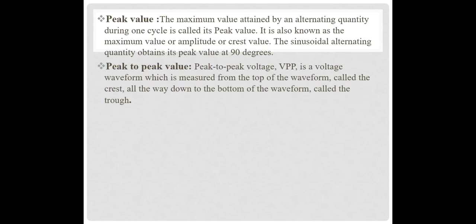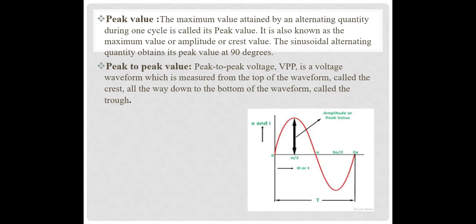Next we are going to discuss peak value and peak to peak value. Peak value is nothing but the maximum value in either cycle. It can be the positive maximum or the negative maximum. So that's the peak value, right? You can see the maximum amplitude in the positive cycle is the peak value, or the maximum amplitude in the negative cycle is the peak value.